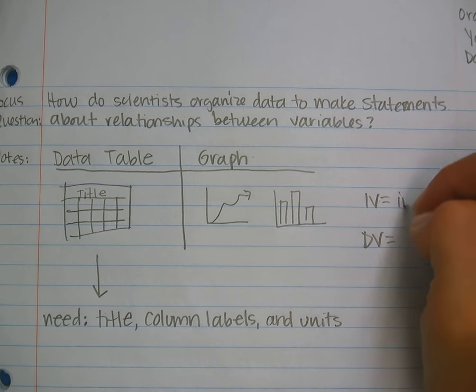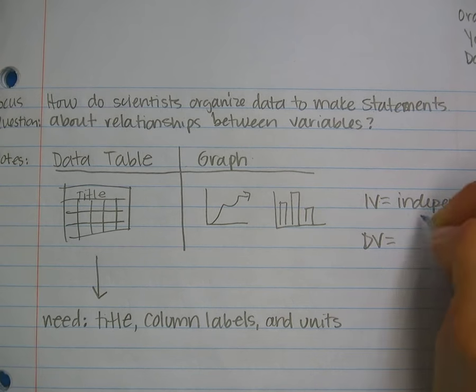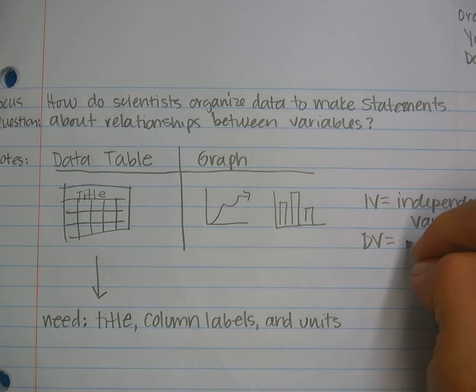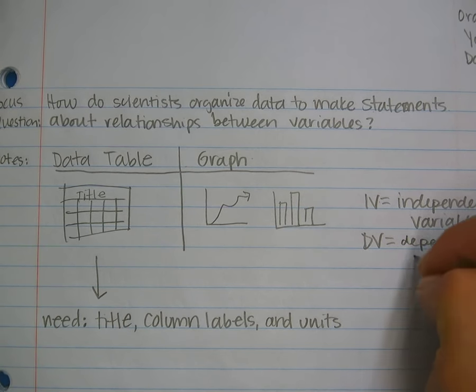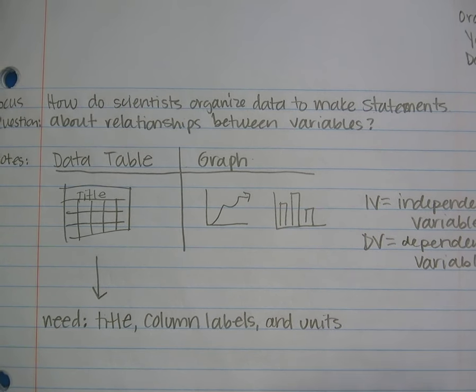So IV is our independent variable. It's what the researcher is changing on purpose. And the DV is the dependent variable. And that's what the researcher would measure or count. Okay.